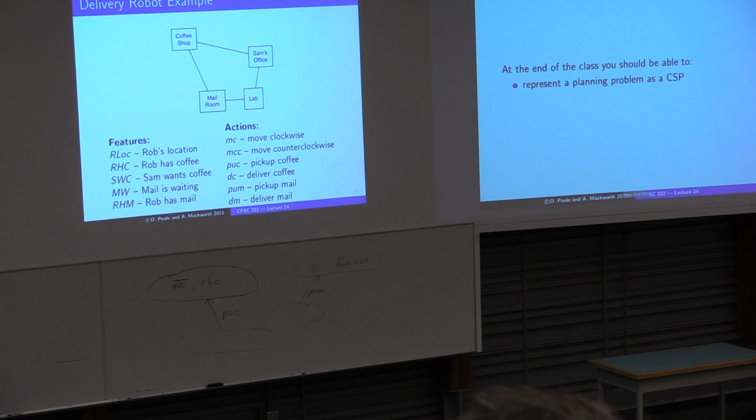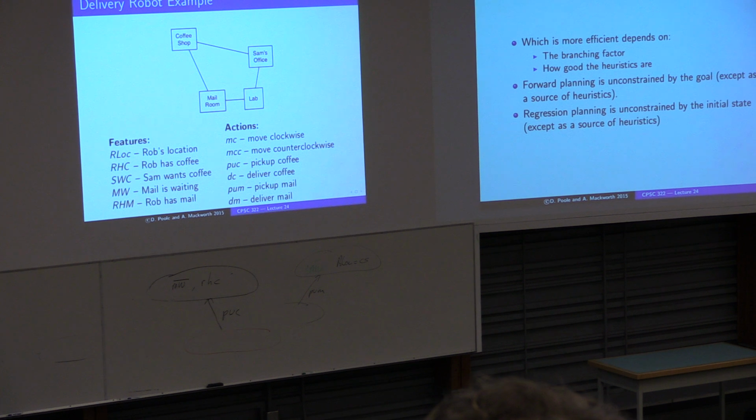What we're going to do for the rest of today is finish up planning. We're going to talk about how to represent a planning problem as a constraint satisfaction problem. So we've looked at forward searching and backward searching, and now we're going to look at how to represent it in constraint satisfaction. Let's compare the forward and backward planners.